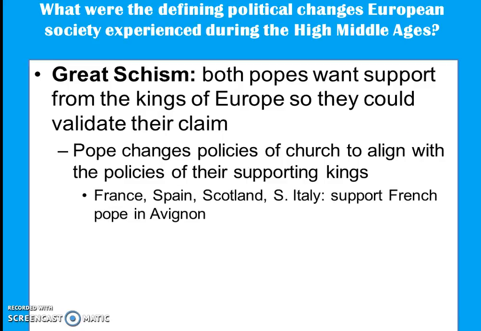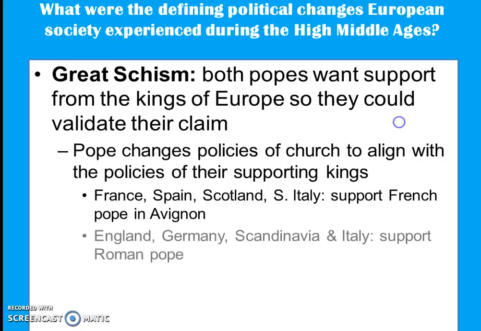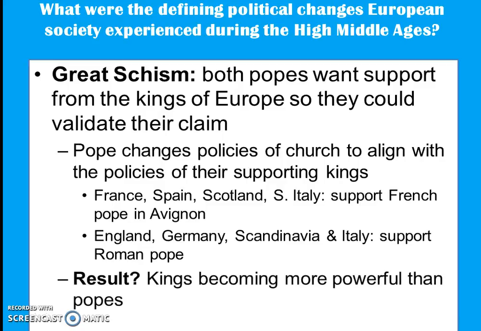So the kingdoms of France, Spain, Scotland, and southern Italy support the French Pope in Avignon, while the kingdoms of England, Germany, Scandinavia, and Italy, more northern central Italy, support the Roman Pope. So the result is that these popes need to pander to the kings or try to make them like them by saying what they want to hear. So they need to kind of submit themselves to the kings, thereby making the kings more powerful than the popes.